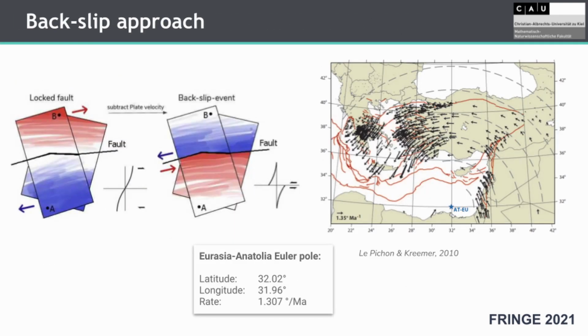We then proceeded to subtract plate velocity from our data tracks to simulate a backslip event, of which we then could optimize for the backslip and locking depth, whereas the backslip corresponds to the slip deficit. We calculated these velocities using a Eurasia-Anatolia Euler pole published by Le Pichon and Kreemer in 2010.